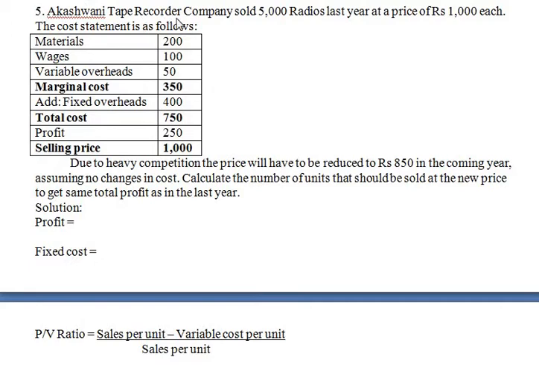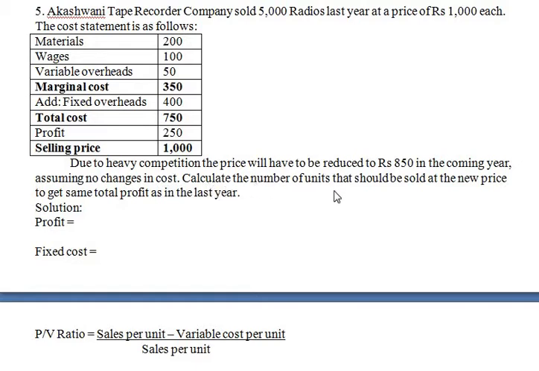Akashvani tape recorder company sold 5,000 radios last year at a price of rupees 1,000 each. The cost statement is as follows. Materials, wages, variable cost, then total, if you make, you'll get marginal cost. Add factory overheads, total cost is 750, profit is 250 and selling price is 1000. Due to heavy competition, the price will have to be reduced to rupees 850 in the coming year, assuming no changes in cost.